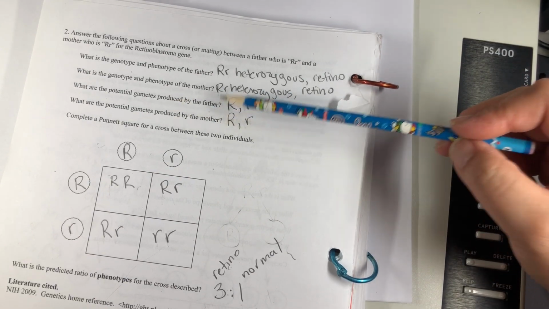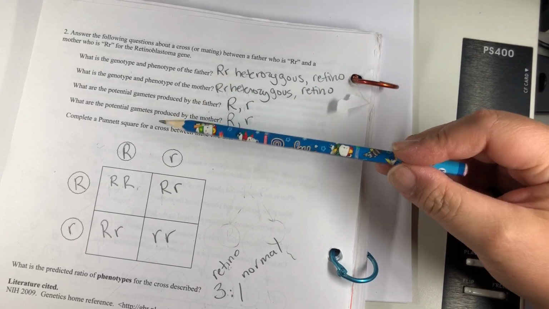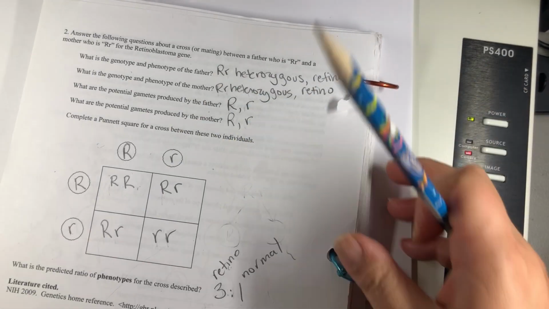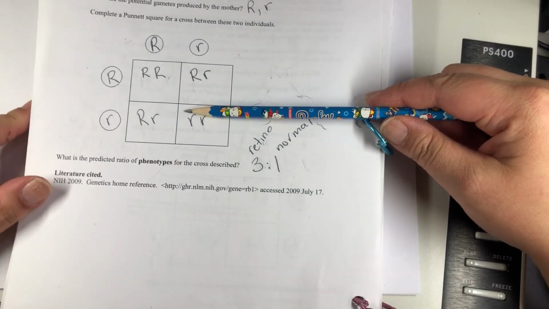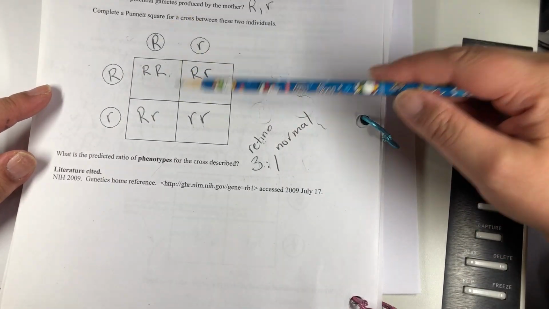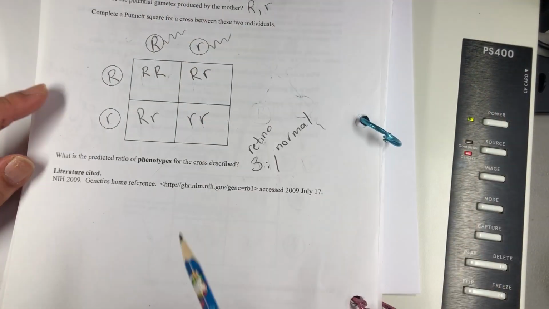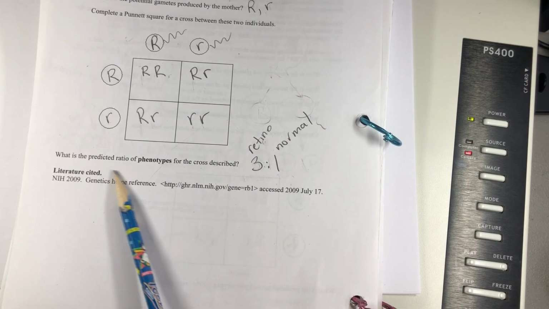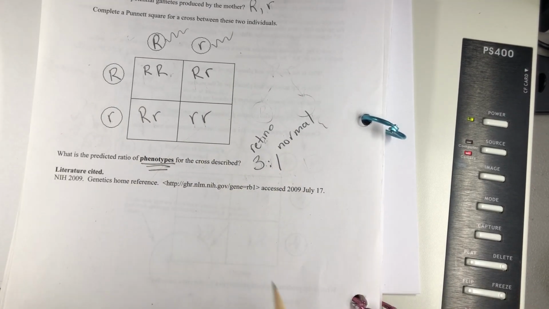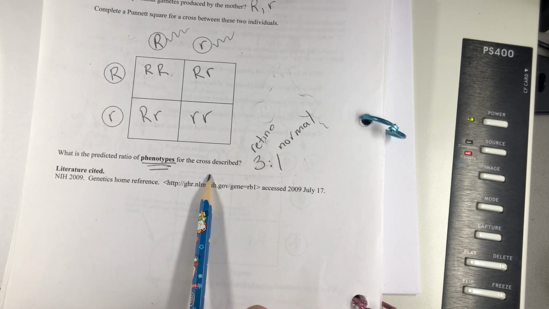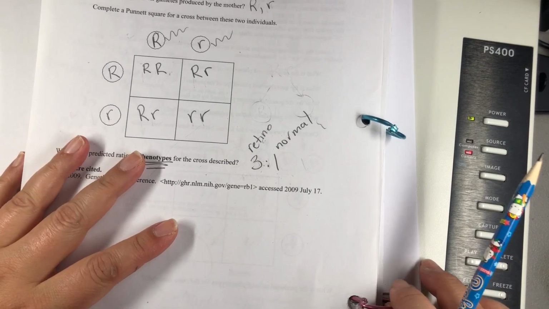And then the potential gametes produced by the father are going to be big R and little r because they're heterozygotes. Same for the mother. And if you do the cross between these two individuals, so big R, little r, maybe make that sperm. There's going to be the phenotypic ratio. And you've got to remember to see if they're asking phenotypic or genotypic ratio. In this case, it's asking phenotypic ratio. There's going to be 3 individuals with retinoblastoma to 1 normal individual.